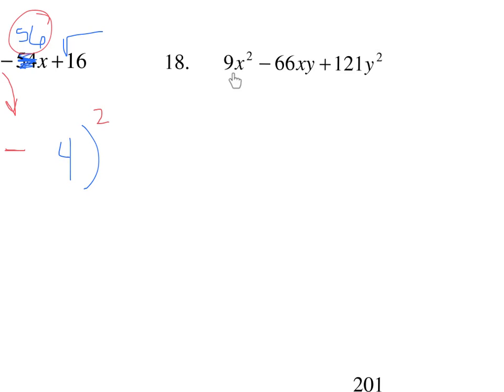All right, on 18 we have a perfect square here and here. 121 is a perfect square, and a plus sign here. So the square root of 9x squared is 3x. The square root of 121 is 11, and of course with the y squared there, the square root would be 11y. Check the middle. 3x times 11y would be 33xy. When we double 33xy, we get 66xy, so we're good. Pull down the middle sign, put a square on, and we're done.